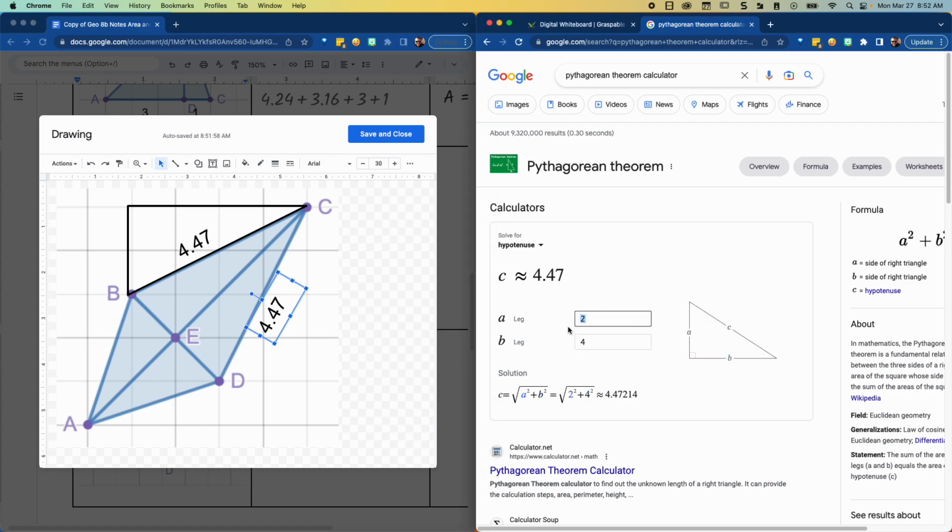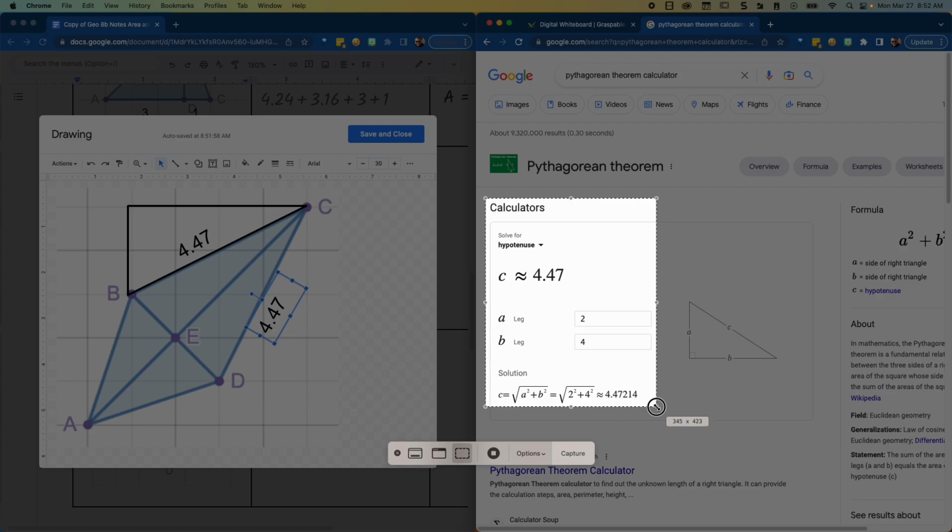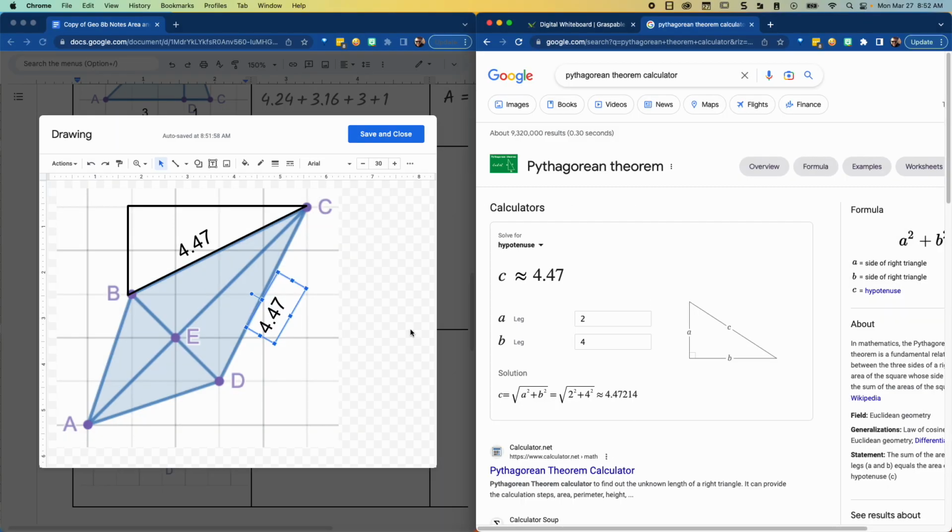Now we did that calculation not that long ago. Let's copy this one so we can put it into our notes. So we have 4.47, 4.47, and down here we have a 1 and 3 kind of calculation. So it's 1 and 3, and that's that 3.16.